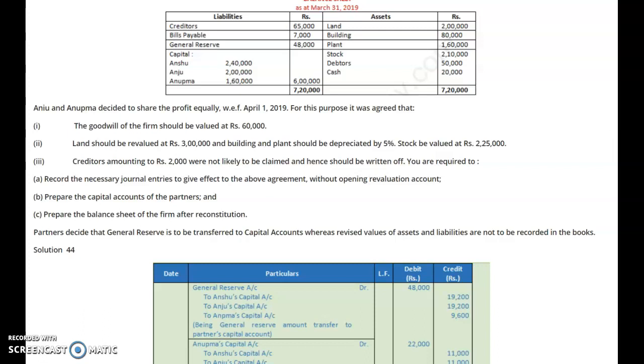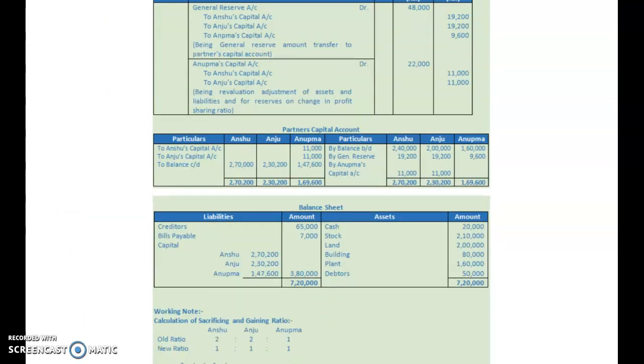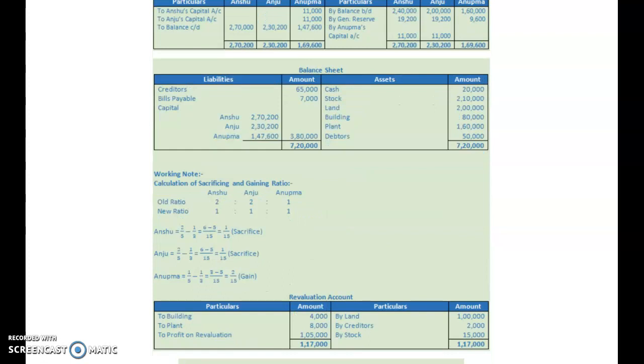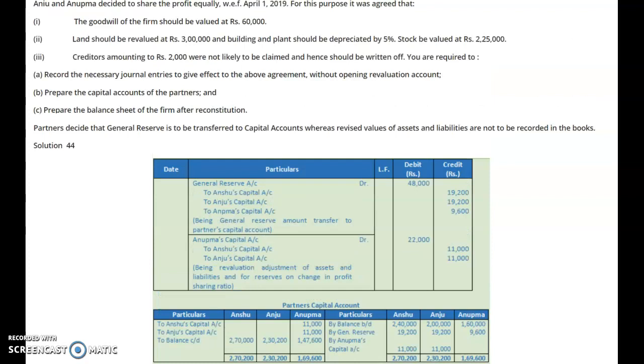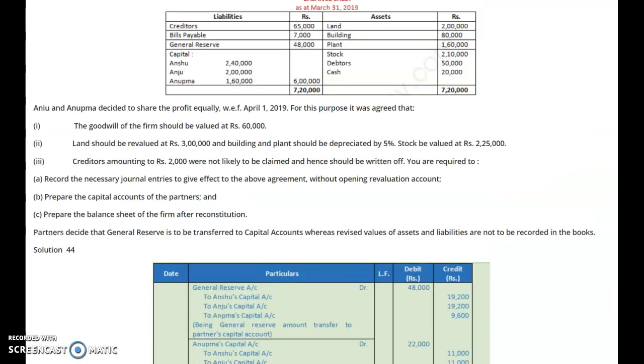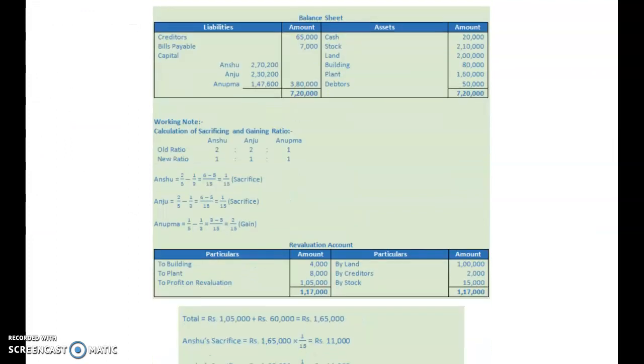Land should be revalued at rupees 3 lakh. Here the land value is given as 2 lakh. It is appreciated by 1 lakh, so it will be credited in the revaluation account, rupees 1 lakh on account of the land. Second, it says that building and plant should be depreciated by 5%. The value of building is given as 80,000. 5% depreciation is 4,000. It is a loss, so automatically it will be debited.